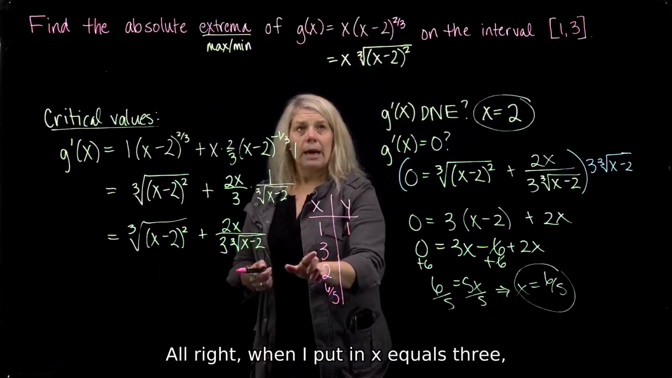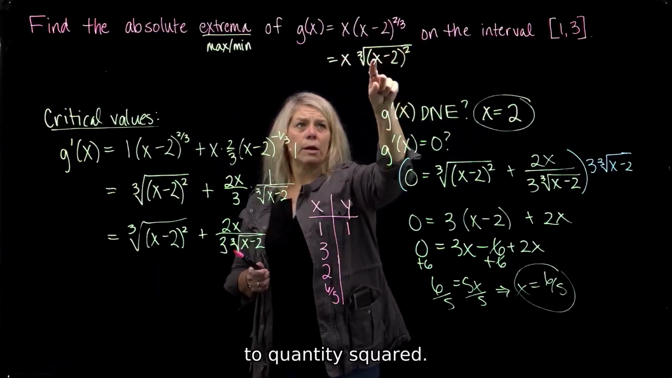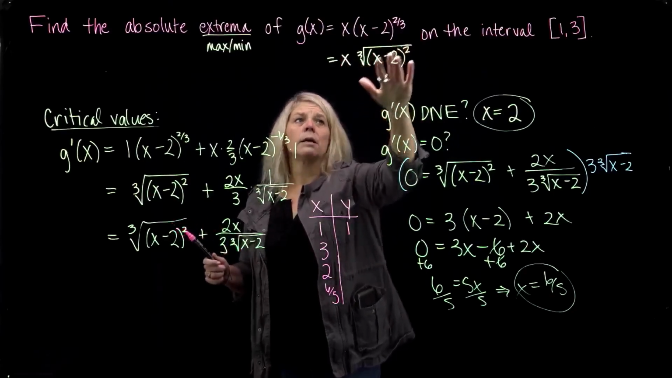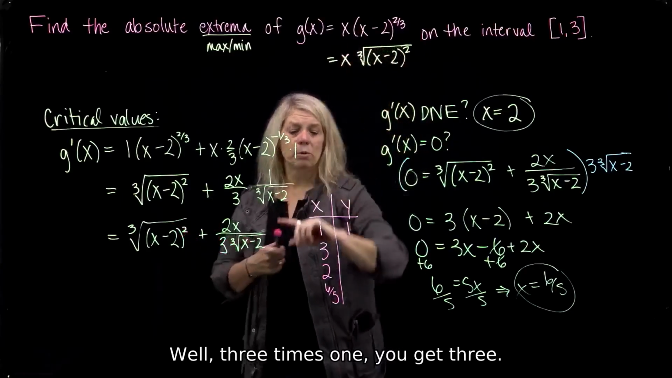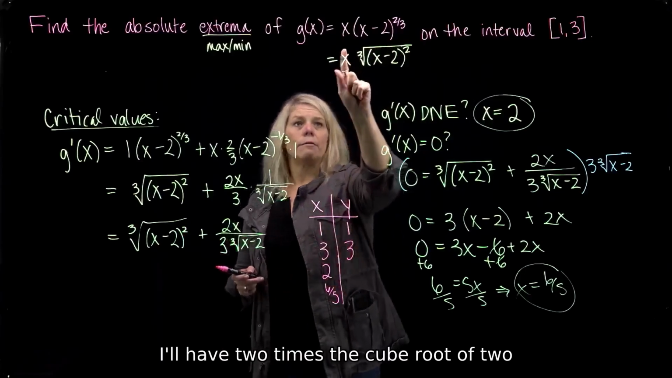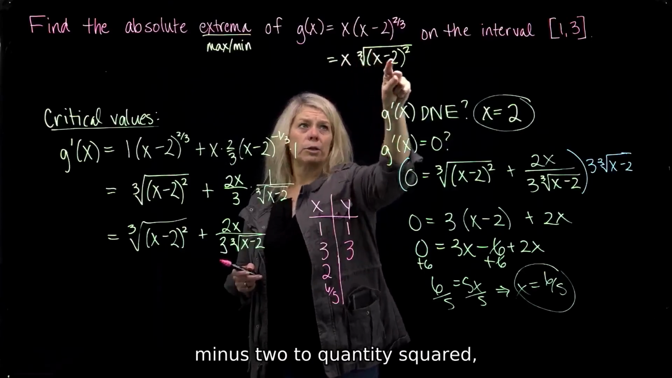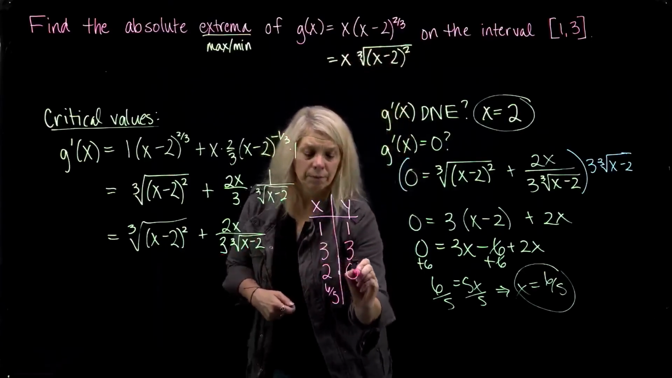All right, when I put in x equals 3, I'll have 3 times the cube root of the quantity 3 minus 2, squared. So 3 minus 2 is 1. Squaring that is still 1. Cube root of 1 is 1. Well, 3 times 1, we get 3. When I put in x equals 2, I'll have 2 times the cube root of the quantity 2 minus 2, squared. So that will be 0 times 2 is 0.